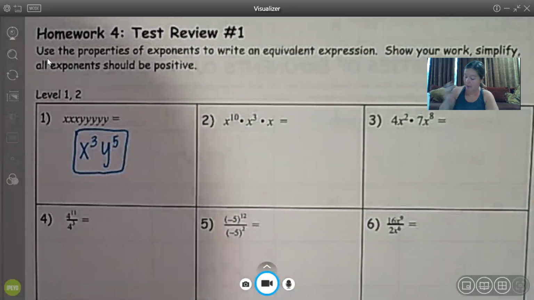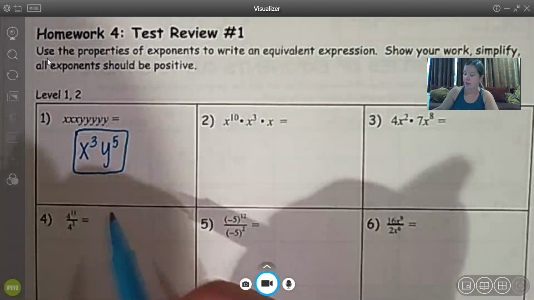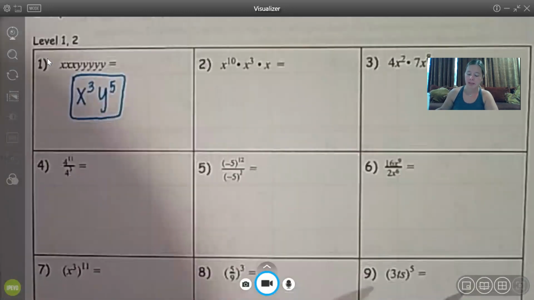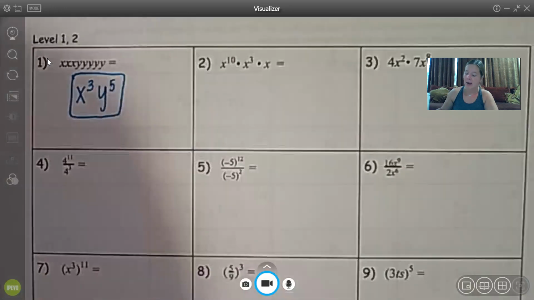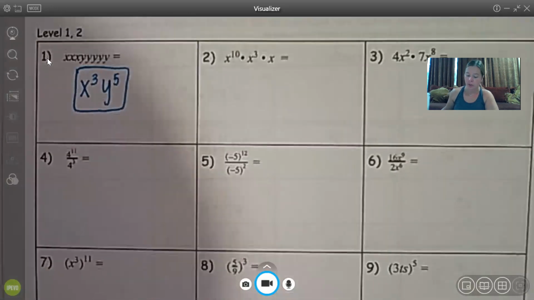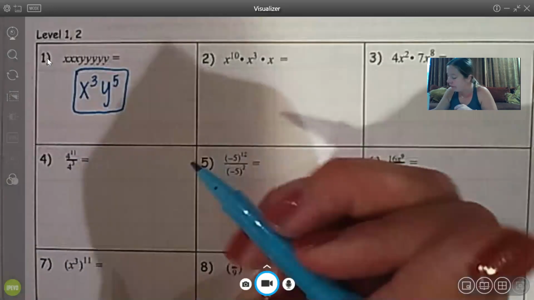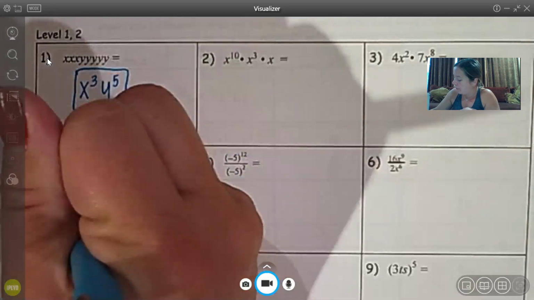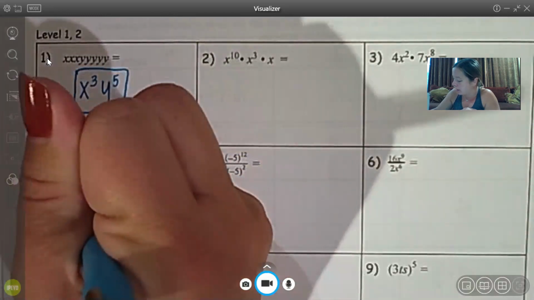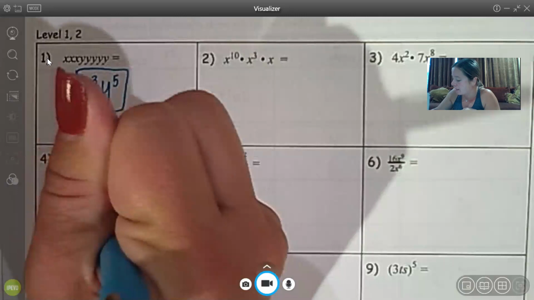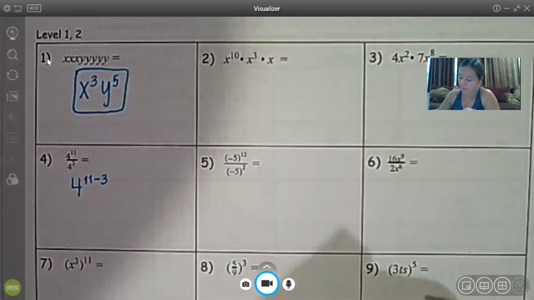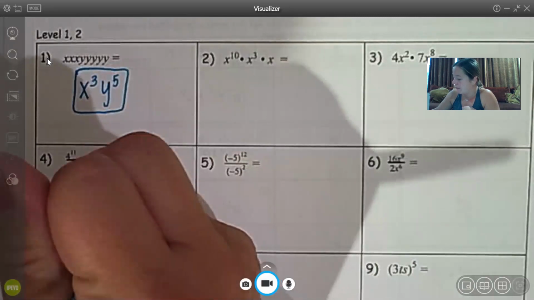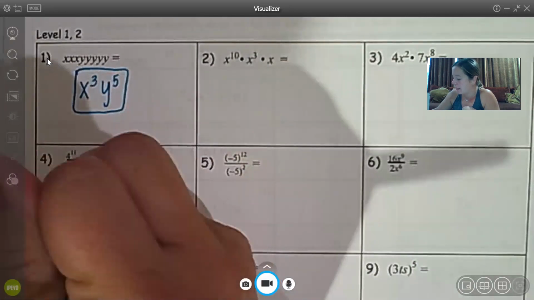Problem number 4, we're going into division, which is really nice because for this row, all we're thinking about is division. So when we divide like bases, we subtract. Now remember, it says to show all of your work. Okay, so I have 4 to the 11th divided by 4 to the 3rd. So when I divide, I subtract like bases, showing all of my work. So I have 11 minus 3. When I simplify that, I have 4 to the 8th power as my answer.